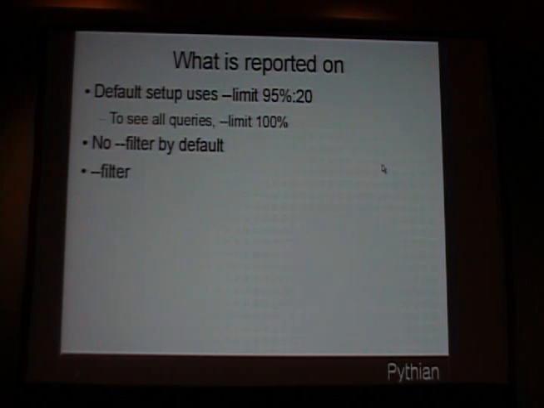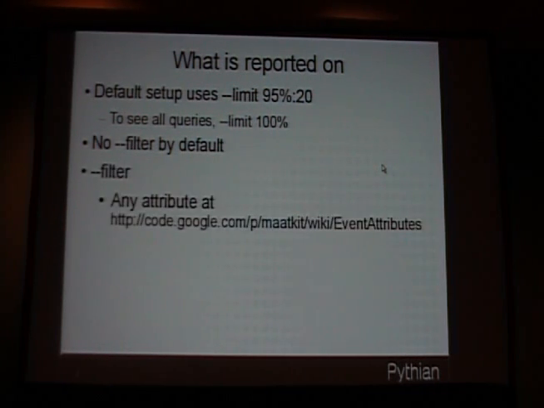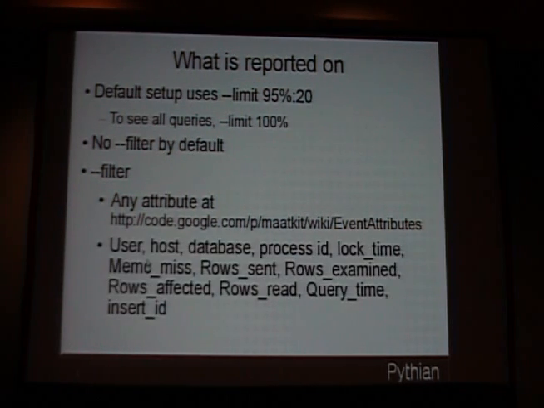You can actually use a --filter on any attribute, and this is part of the documentation for Maatkit. But I'll give you a sense of some of the ones you can filter on. User, right? So only show me things from a certain user. Hosts, database, process ID, lock time, memcache miss. Maybe you only want a report on what memcache missed, right? Rows sent, rows examined, rows affected, rows read, query time, insert ID.